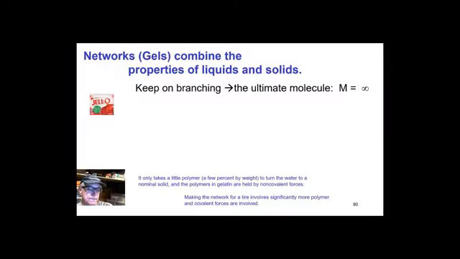Gels. All right, we're going to blast into gels. Gels is so cool. I want you to do a thought experiment here.